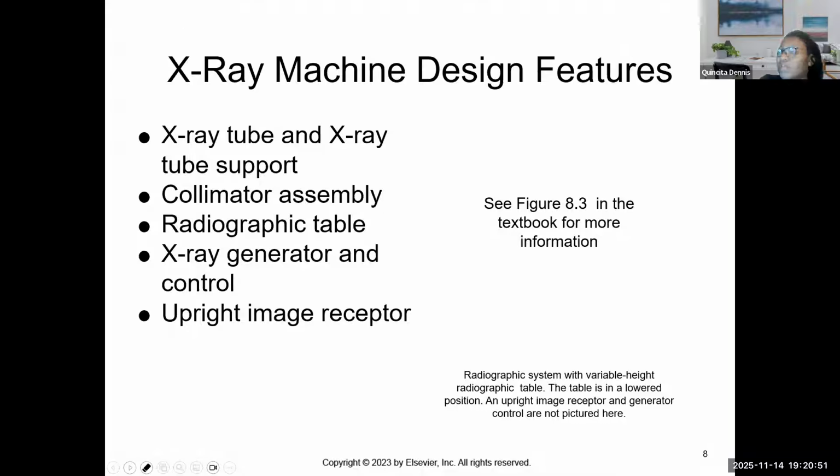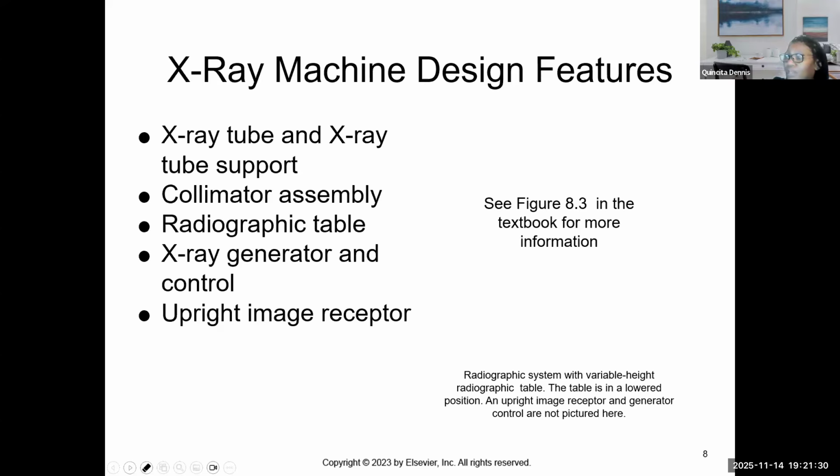All right, so these are some of the things that they say our X-ray rooms will have. The room will have an X-ray tube and an X-ray tube support. Within the X-ray tube, we'll have a collimator assembly. Unless of course it's just a chest room, it will have a radiographic table. We will have an X-ray generator and control. I think the word that's missing there is console. And then we will have an upright image receptor. I think it really should read upright Bucky versus image receptor.